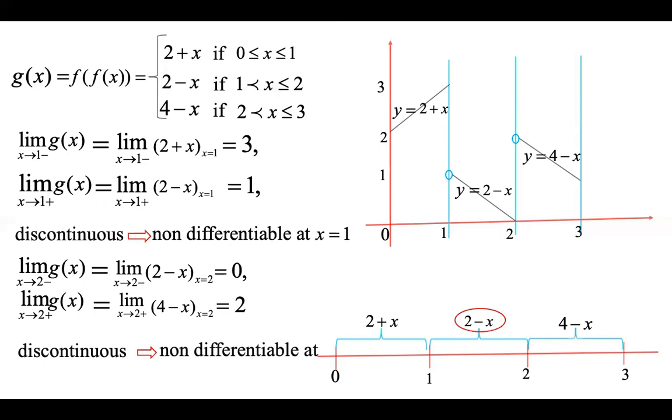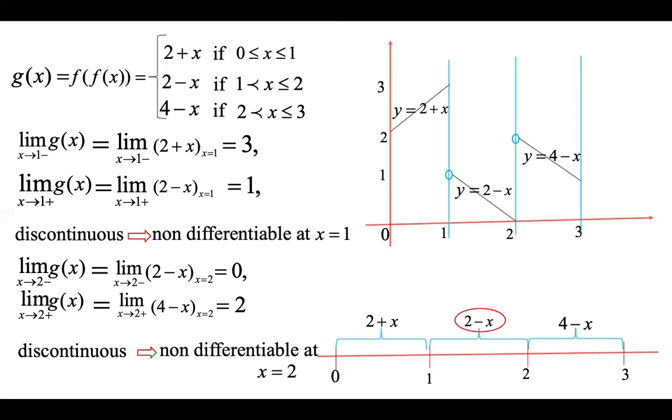This is again discontinuous. You observe this, at 1 it is discontinuous. Left limit and right limit are different. Therefore, it is a jump discontinuity. At x is equal to 2 also, left limit and right limit are different. There also it is a jump discontinuity, right? So at x is equal to 2 also, it is discontinuous, therefore non-differentiable.